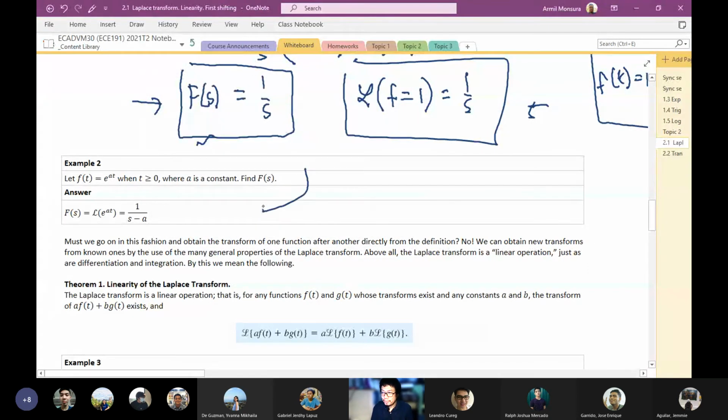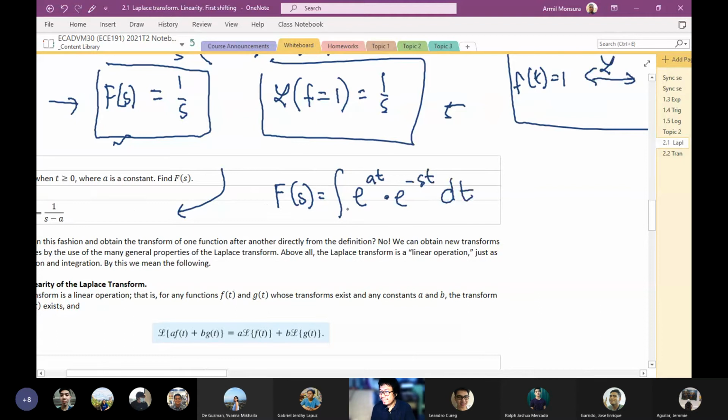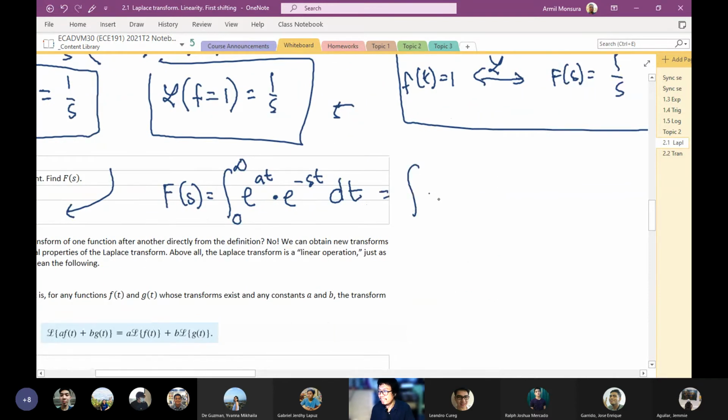You can try this one yourselves; the answer is there anyway. Basically, it starts from your f of s being the integral of e raised to at times e raised to negative st dt from 0 to infinity, which you can simplify as the integral of e raised to negative s minus a times t. Is my expression correct?